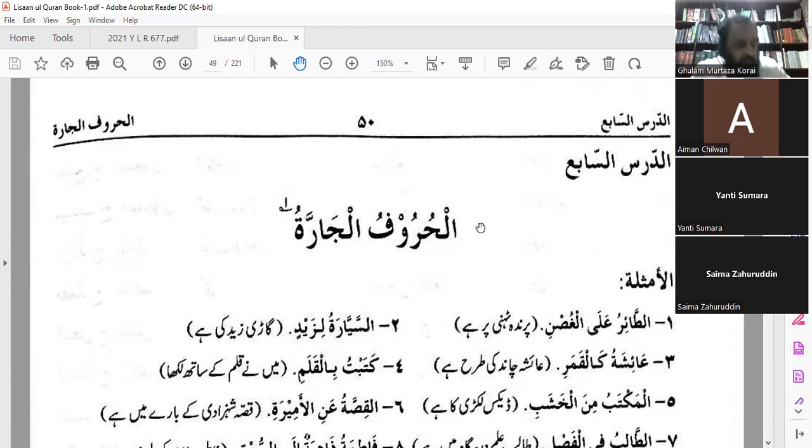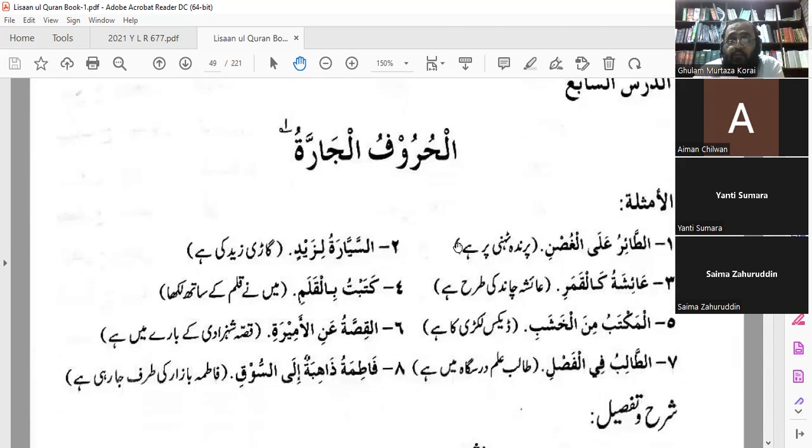Al-huruful jarr. Anyone from you? Is it used before a noun showing a position or a time of something? Very, very good. Any examples? The very first one: at-ta'iru 'ala al-ghusni. Good. Yes. You can give an example from there. If you remember your own example, you can also quote that.